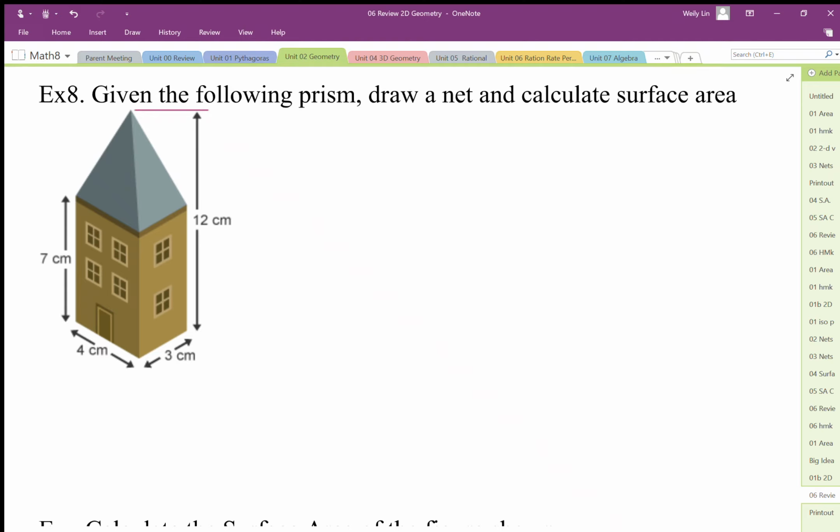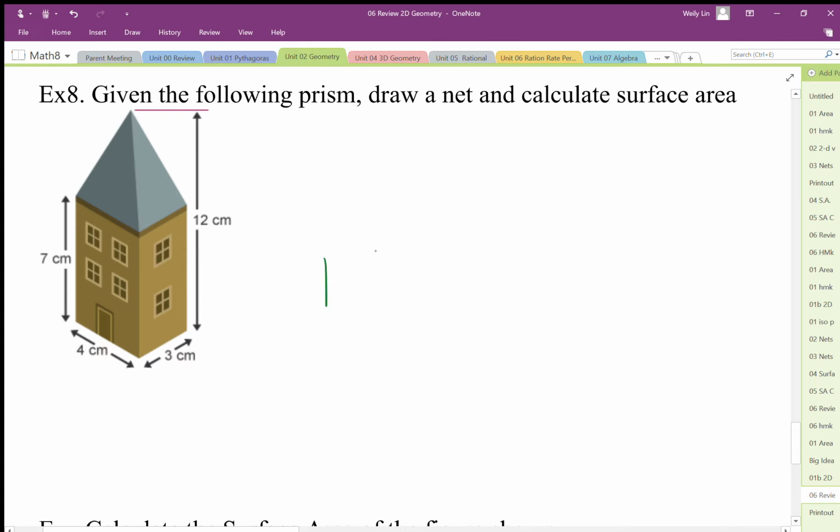In this unit, probably the hardest thing that we're going to do is calculate surface area. Not that surface area is hard to calculate, but surface area involves being organized and being able to keep track of all your surfaces. So the first thing about keeping track of your surfaces is drawing a net. So I'm going to draw my net first.